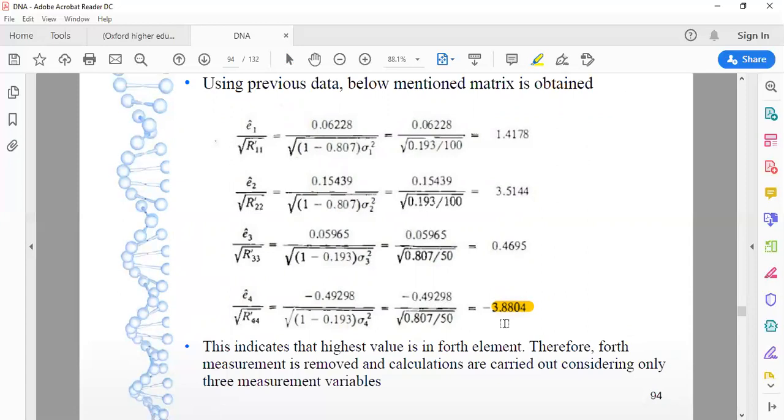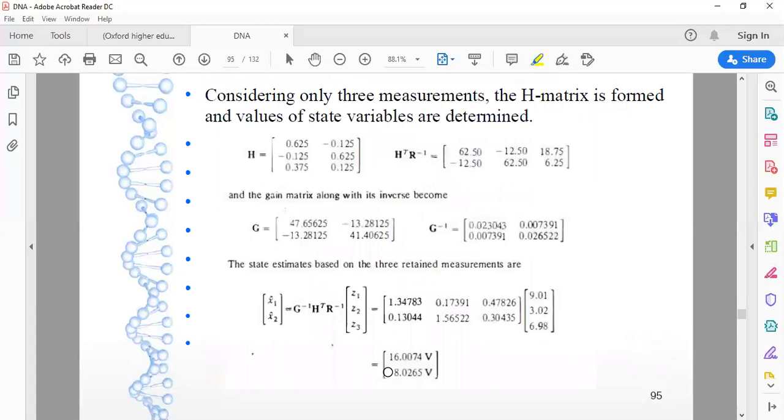If you remember, the value of Z4 in the first example we considered as 5.01. Now we have considered 4.4 to test the chi-square estimation value. So over here it directly indicates that, due to that change in the value of Z4, this standardized error attains a higher value. Hence, if we remove that and consider only three variables, then we can eliminate the bad data.